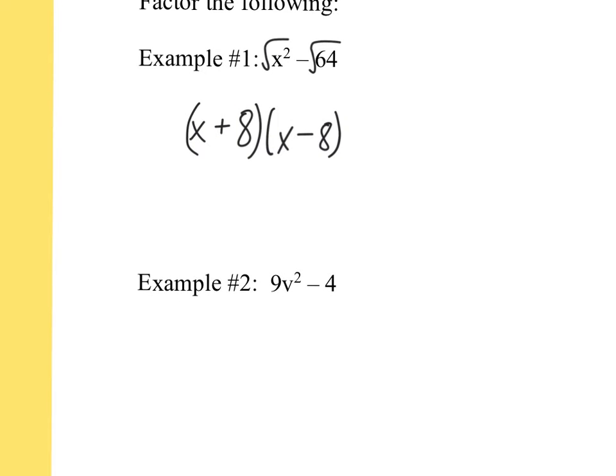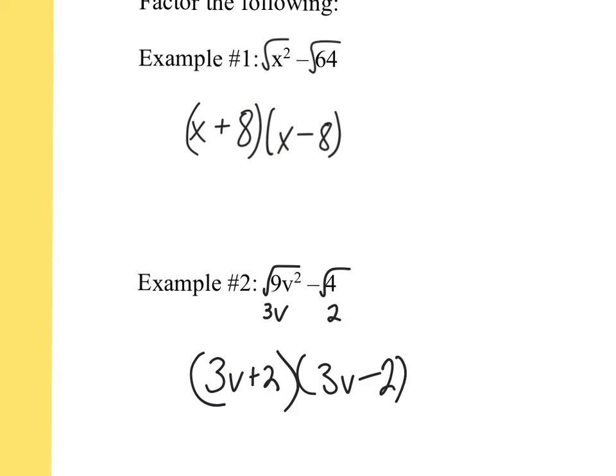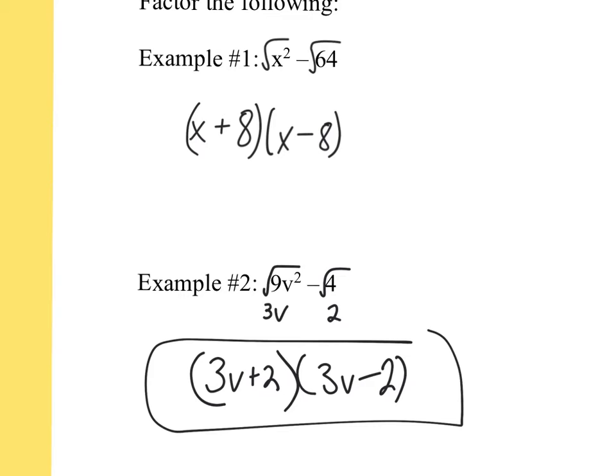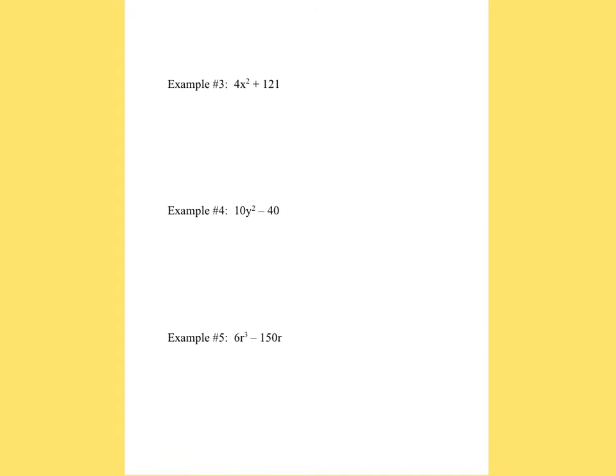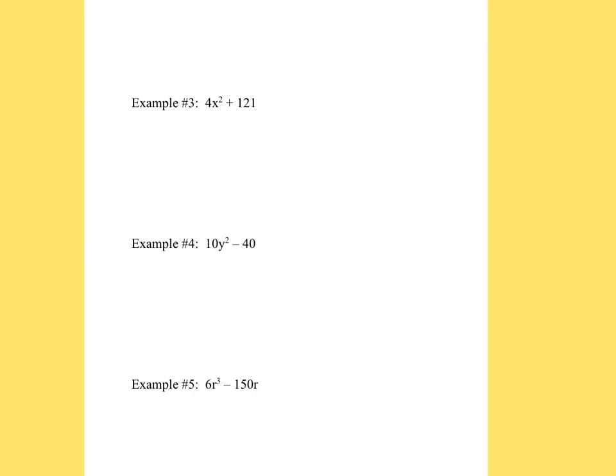Next one. Does this follow my rule? We'll start with 9v squared. What's the square root of 9v squared? 3v, right? And what's the square root of 4? 2. So I need 3v plus 2 and 3v minus 2. And that's it. How do we feel about this? Good? All right, I want you to go ahead and do examples 3 and 4.